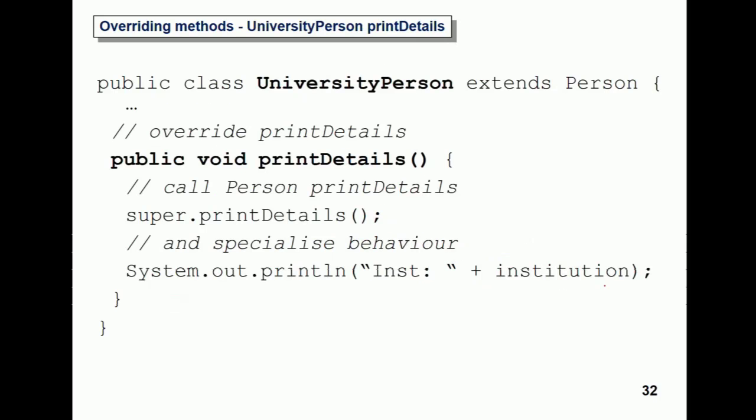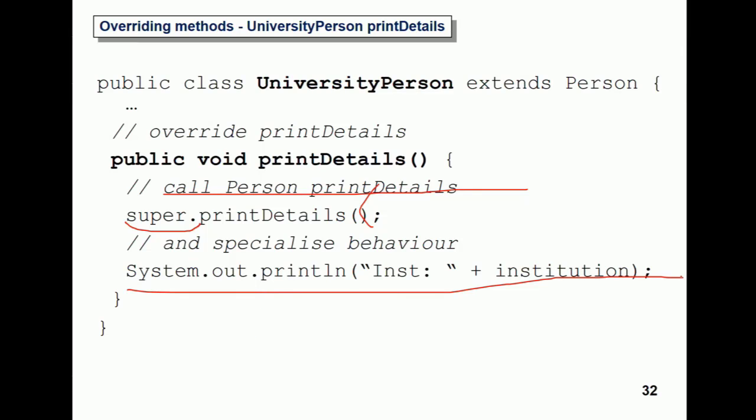And then we move on to the university person, and this is how you add the print details method for that one. Remember, we want to make use of the behavior, we want to make use of the inheritance hierarchy in this example. So again, the keyword is super. You first of all call the person print details by using the super keyword here. So super dot print details automatically calls the print details that we just saw in the previous slide, and then you add any specialized behavior after that.